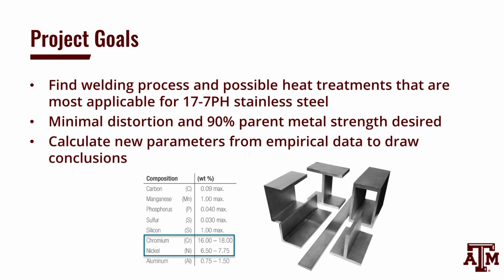Moving on to the second project, my goal was to explore viable methods of welding and treating 17.7 pH stainless steel to see what combination produced the best results. The 17.7 in the name refers to the chromium and nickel percent composition, and the pH refers to precipitation hardening. Criteria for success included 90% strength retention of the base stainless steel and qualitatively ensuring distortion was minimal. Empirical data was collected for 3 different weld processes and 3 different treatments to be compared.